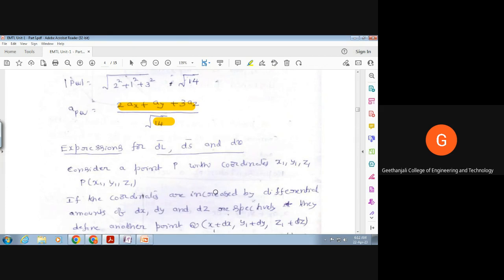Now the expressions for differential length, differential area and differential volume. Differential means it is a fractional part. So in rectangular coordinates, what are the general expressions for the differential length, differential area and differential volume?